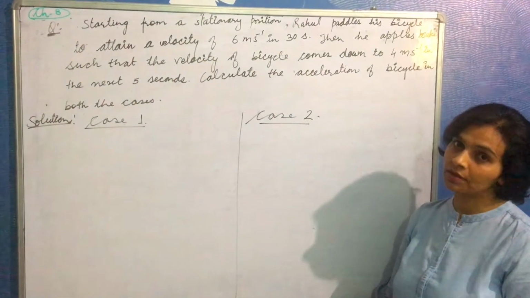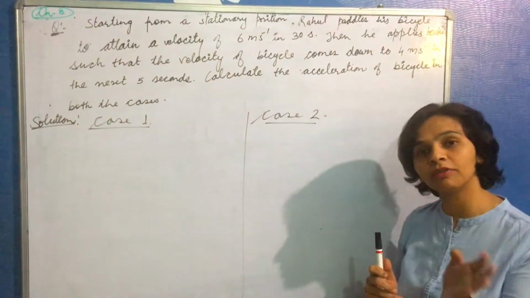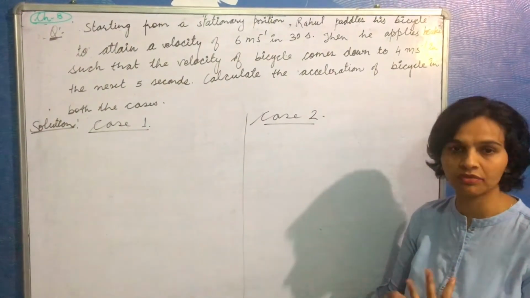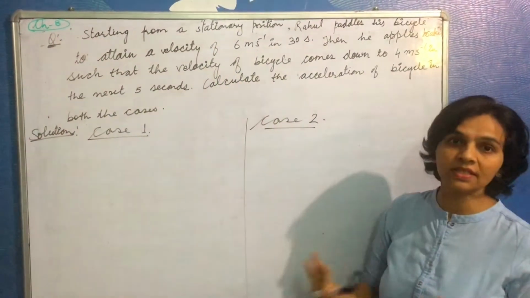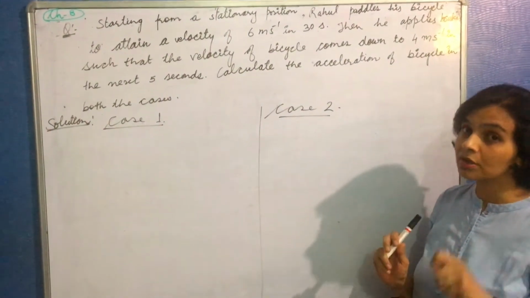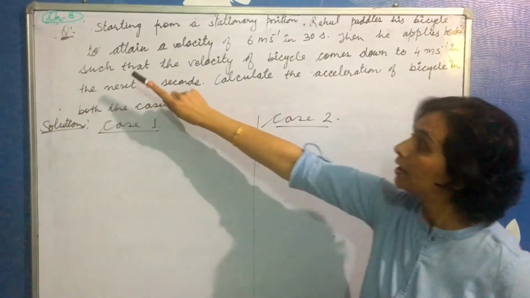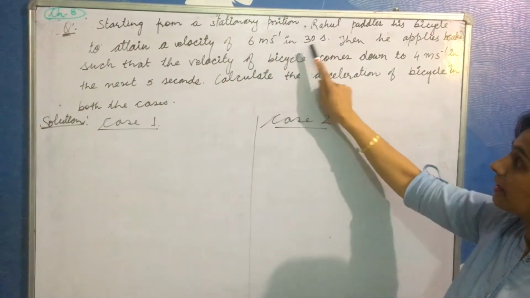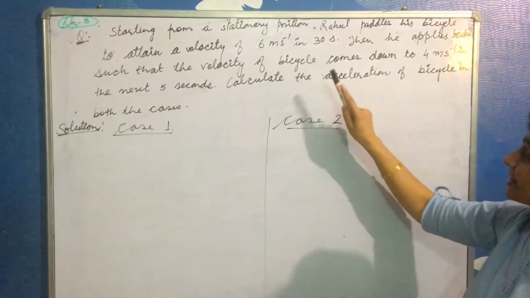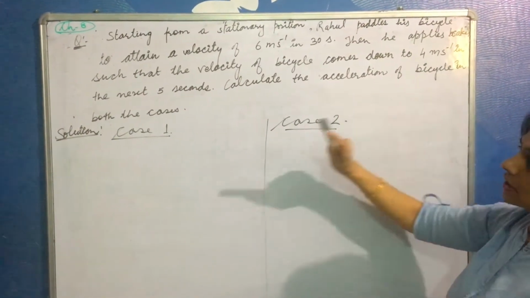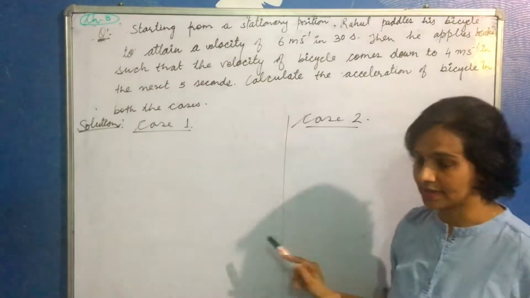Now a numerical based upon this concept. First of all, I want to tell you the method of solving any numerical, whether in physics, chemistry, biology, geography, economics, mathematics, anything. First of all, read the statement, and then read the statement slowly. Starting from a stationary position, Rahul pedals his bicycle to attain a velocity of 6 meters per second in 30 seconds. Then he applies brakes such that the velocity of the bicycle comes down to 4 meters per second in the next 5 seconds. Calculate the acceleration of the bicycle in both the cases.